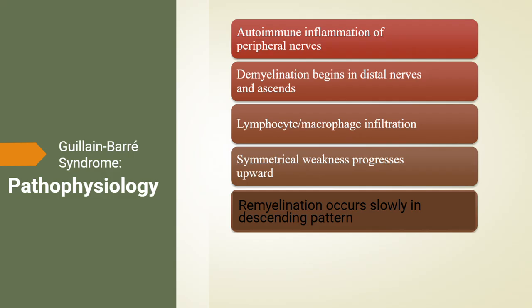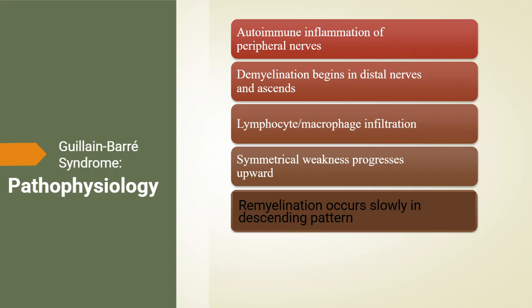Although the demyelination happens quickly, remyelination or healing occurs in a descending pattern, meaning strength gradually returns in the reverse order of how it was lost. It's also important to remember that several variants of Guillain-Barré syndrome exist, but the one we focus on in nursing education is the most common form, ascending GBS.